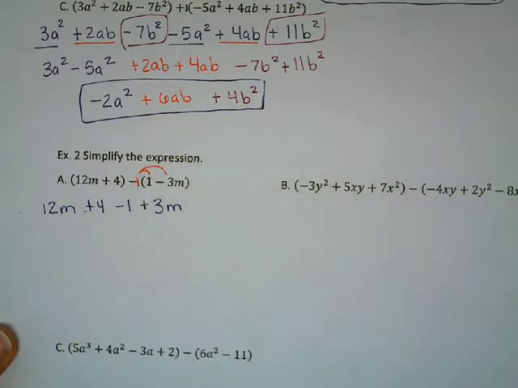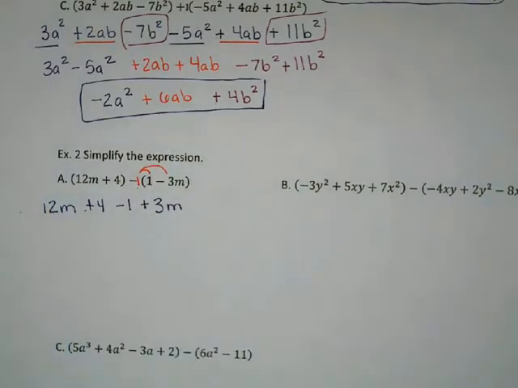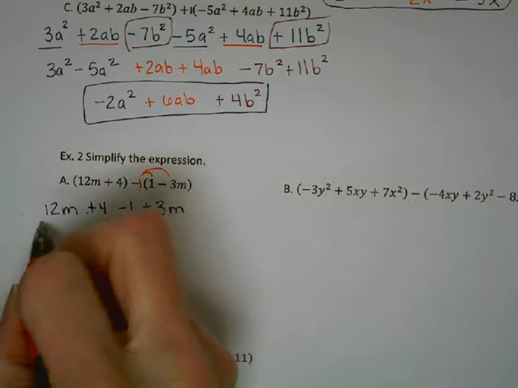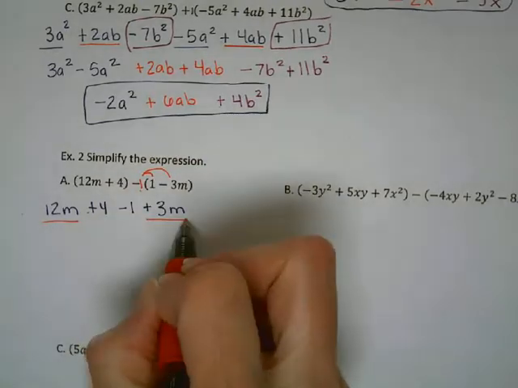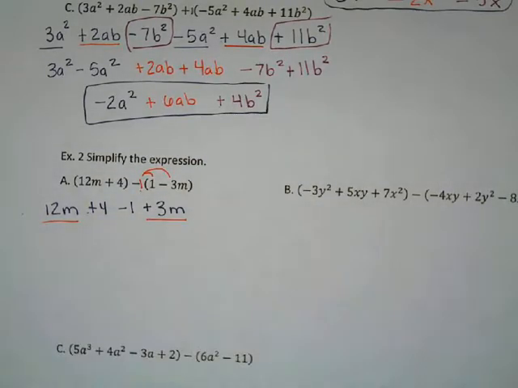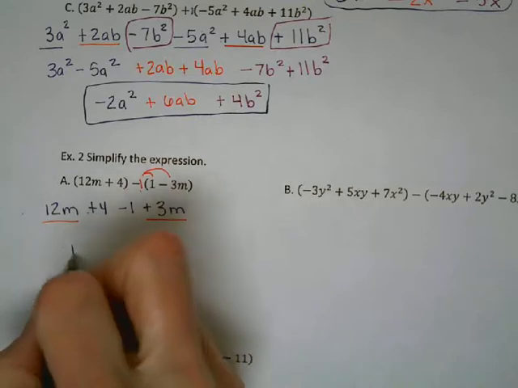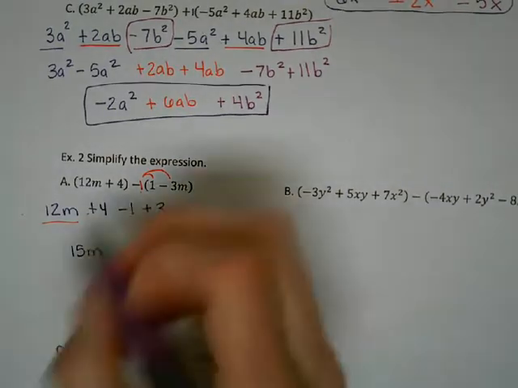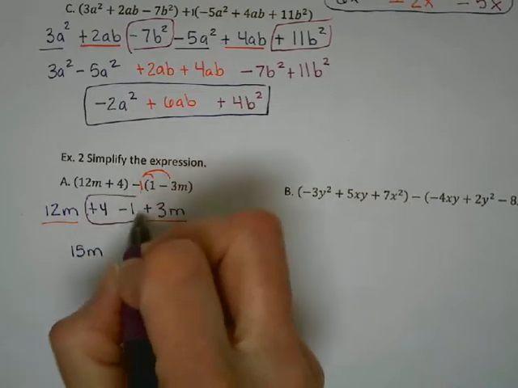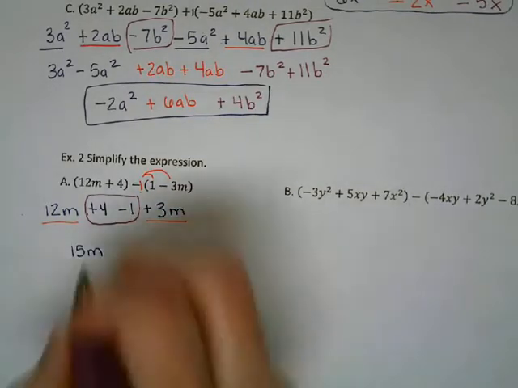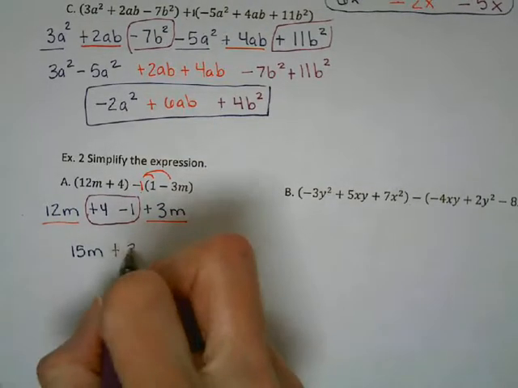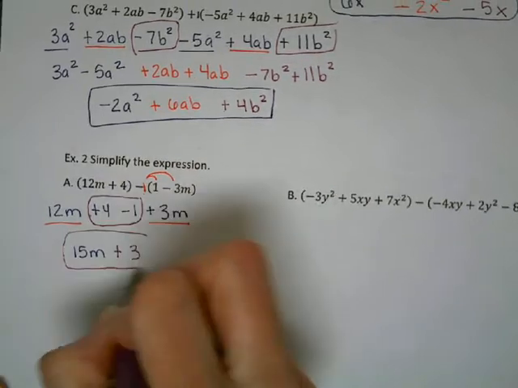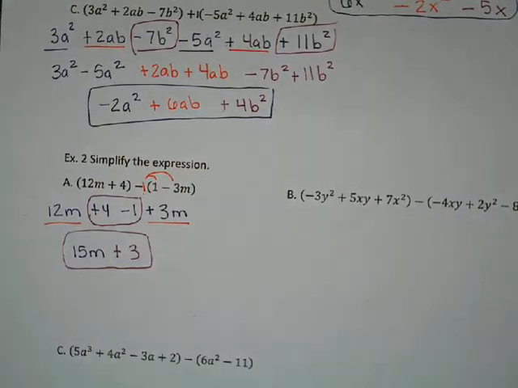Now we're going to combine our like terms. Again, you can rewrite them like I did on the last two, or you could just circle which ones go together. The 12m goes with the plus 3m. So those are going to give me 12 plus 3 is 15m. And then these two in the middle are the ones without any letters. So 4 minus 1 is positive 3. So that whole thing is my simplified form. You can't add m's to ones that don't have m's.